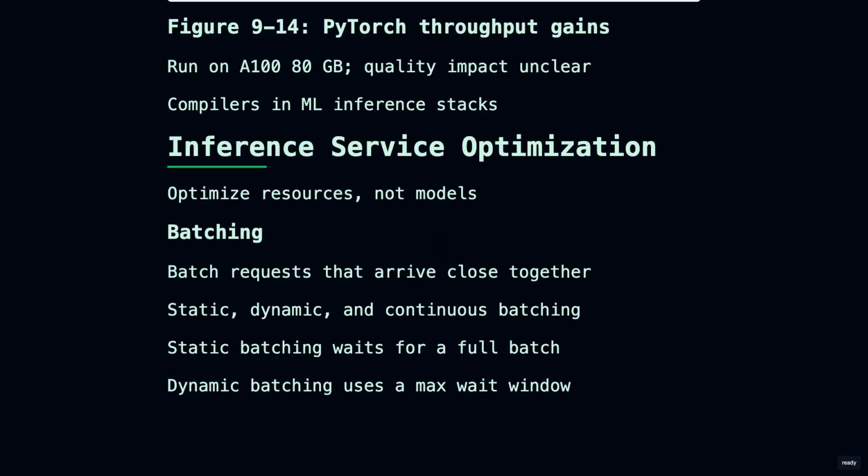Dynamic batching adds a time limit. The server runs the batch when it is full or when the window expires. That keeps latency bounded, but some batches may run underfilled, which can waste compute.